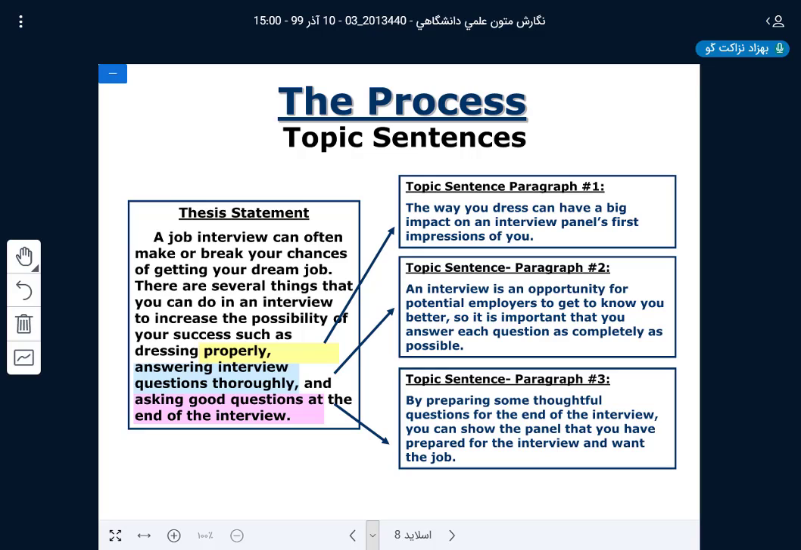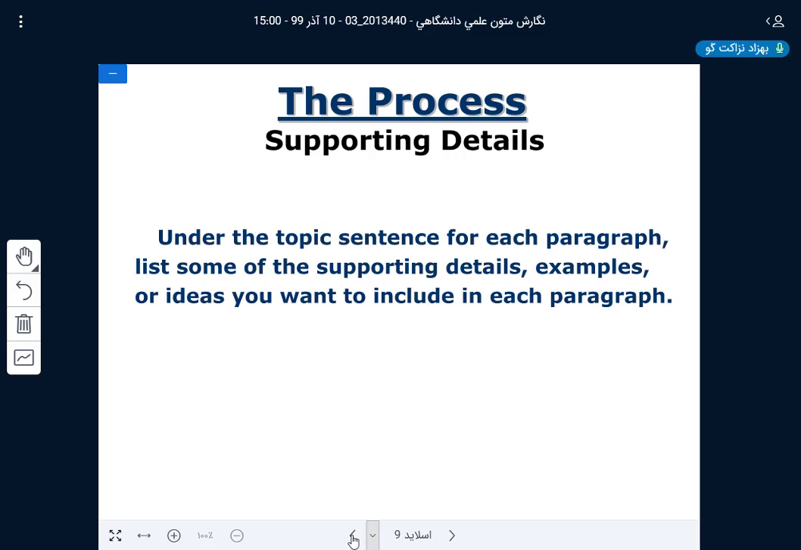So there are three claims, three points at the end of this thesis statement, and each can be a topic sentence. We will learn how to develop these topic sentences. Then we need some supporting details. When you have some topic sentences, we have to support them. These supporting details are verifying the points you have made. So as you see, everything is based on steps. This is the process of developing the paragraph.